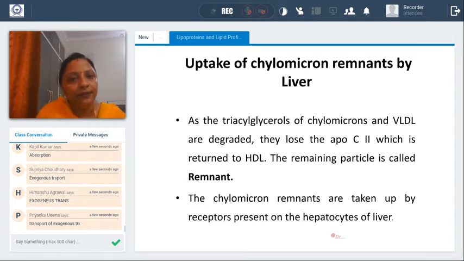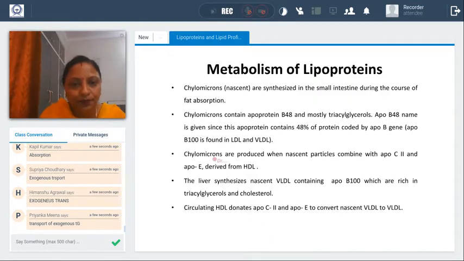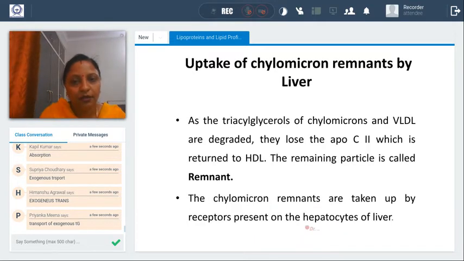Uptake of chylomicron remnants by liver. As the triacylglycerol of chylomicrons and VLDL is degraded, they lose the ApoC2, which is returned to HDL. As I told you earlier, chylomicrons are produced when nascent particles combine with ApoC2 and ApoE derived from HDL. So ApoC2 is returned to HDL, and the remaining particle is called the chylomicron remnant. The chylomicron remnants are taken up by receptors present on the hepatocytes of the liver.